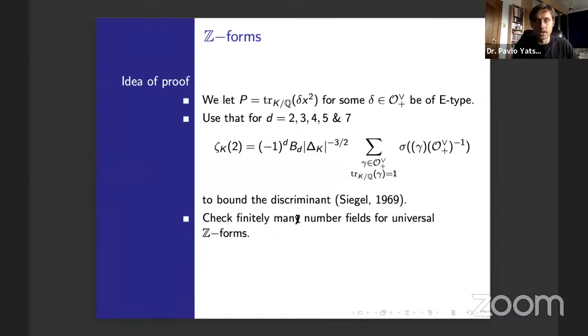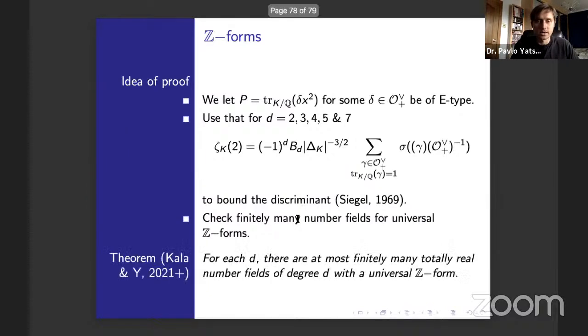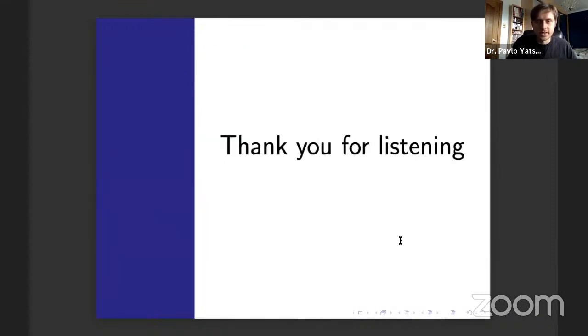And so the upcoming result we're going to have is that for each degree D, there are only finitely many totally real number fields of degree D with a universal Z form. I think I went rather fast, so I presume there's room for many questions. Nevertheless, thank you for listening.